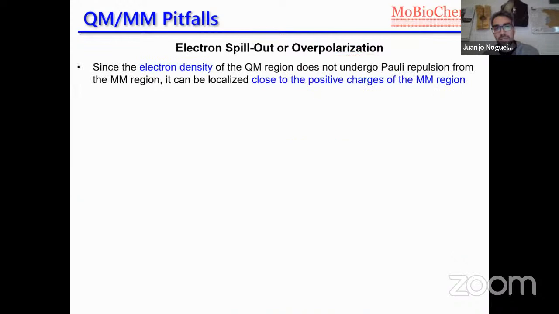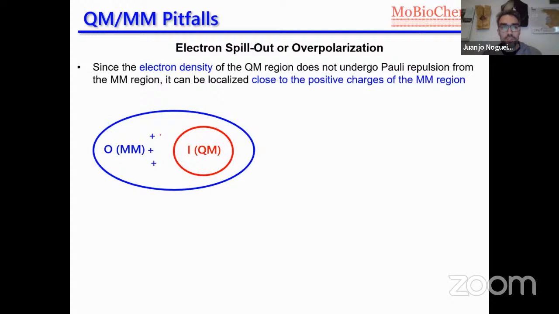So we have here, for example, let's assume some positive charge. This could be, for example, hydrogen atoms of our water molecules. So if we have a very bad Pauli description between the outer region and the inner region, the electronic density of the inner region will artificially penetrate into the outer region because the electron density is negative, and here we have some positive charges, so there is an artificial attraction between them because we are neglecting the Pauli repulsion, okay?